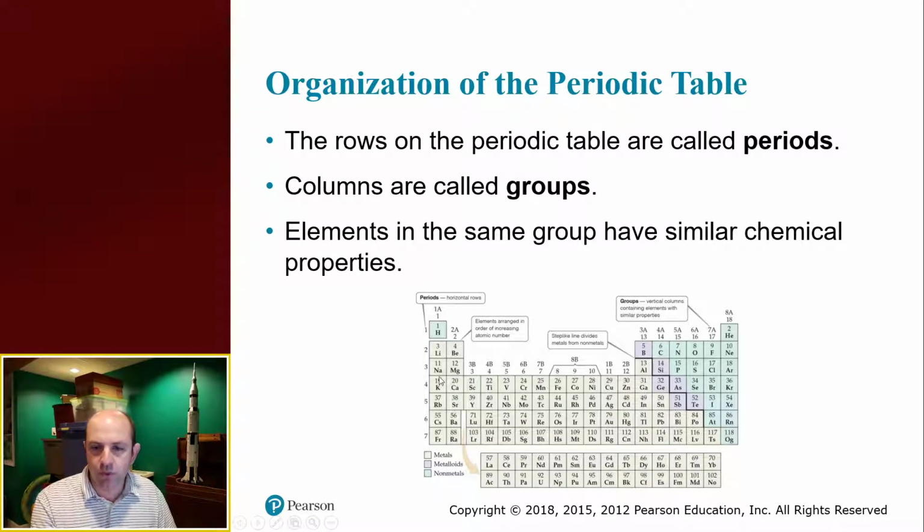So when we organize this thing, the rows going left to right, we call a period. And then the vertical columns going up and down are the groups. Elements in the same group, so everything that's on top of each other here, are going to have similar properties. Not identical, but usually very similar. They will often differ by intensity.